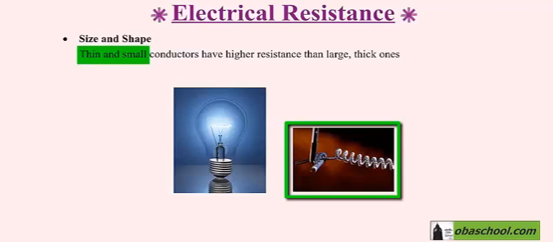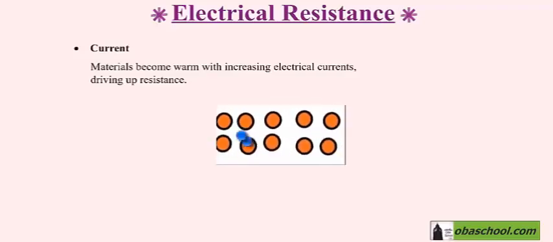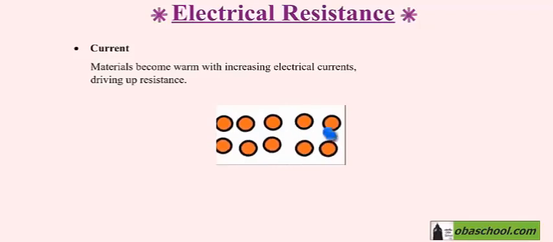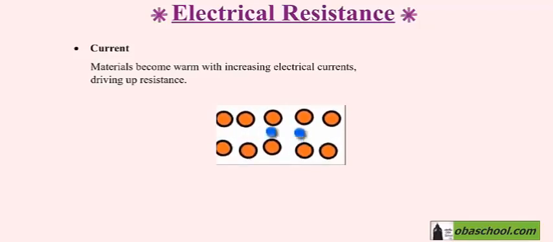Now the last factor which affects electrical resistance is current. Materials become warm with increasing electrical currents, driving up resistance. So the higher the current, the higher the number of electrons, leading to more collisions and more heat energy, therefore more resistance.